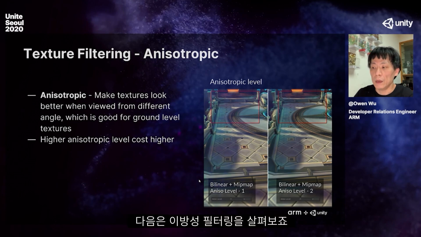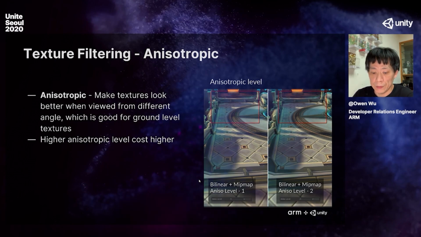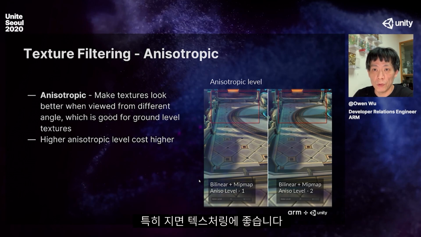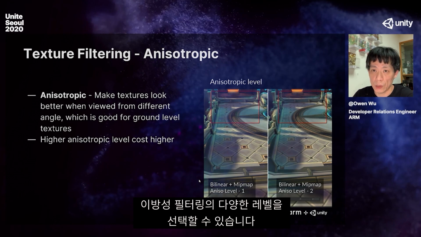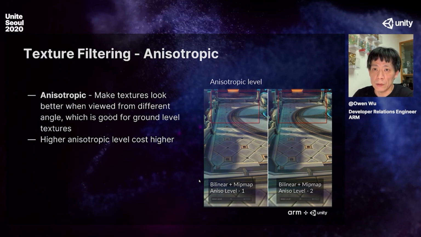So next one, anisotropic filtering. Anisotropic filtering is another way of sampling texture, and it will make texture look better from different angles, and is especially good for ground level texturing. Using anisotropic filtering, you can choose different levels of anisotropic filtering. A higher level can generate better image quality, but it will also cost more.